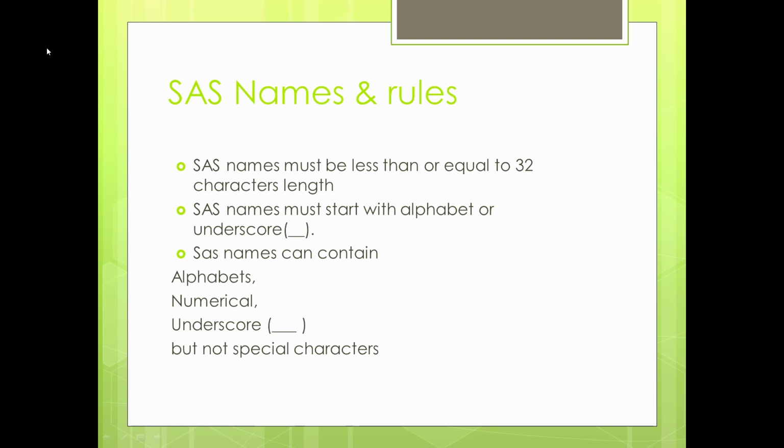SAS names and rules. While giving SAS names, we have to follow a few rules so that it would not give any conflict in the SAS software. SAS names must be less than or equal to 32 characters in length. The second is a SAS name must start with an alphabet or underscore. And the third thing is SAS names can contain alphabet, numerical, and underscore, but not special characters. While giving names in SAS, you cannot use any special characters other than underscore. It should not start with a number, it should start with only an alphabet or underscore.